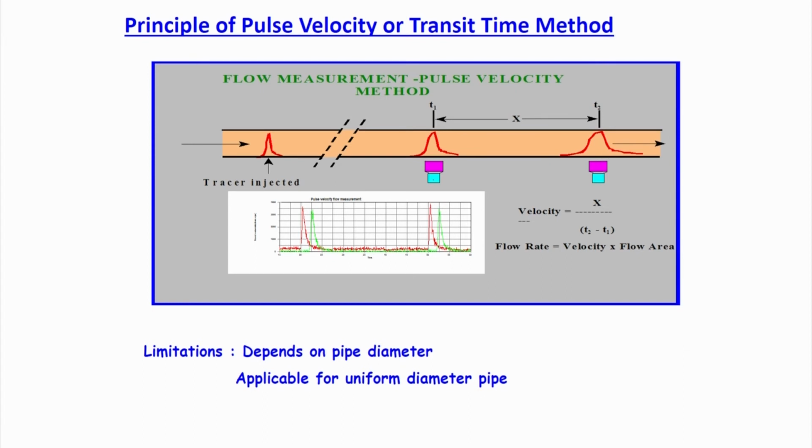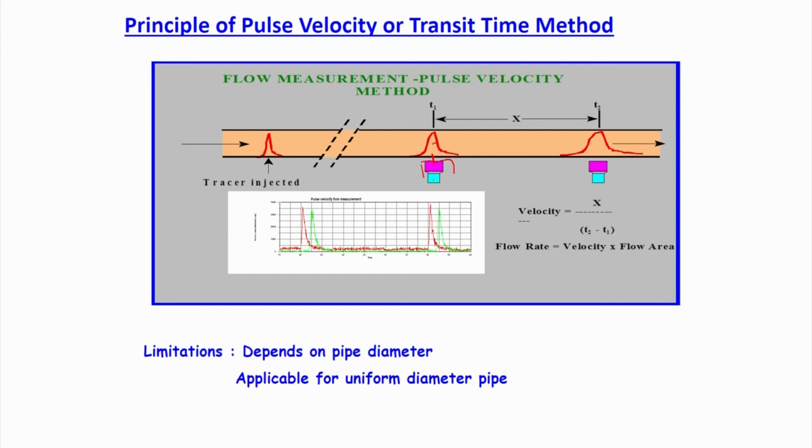I can put two detectors at two different locations, and I know the distance between them, delta x. These detectors I will collimate, so I will know that at a particular location, only the radiation emitted by the source will enter the detector when the source comes to that location. Okay. So, x I know, I will inject the tracer.